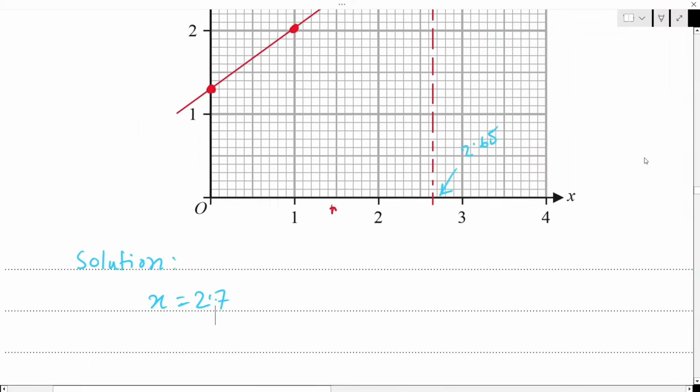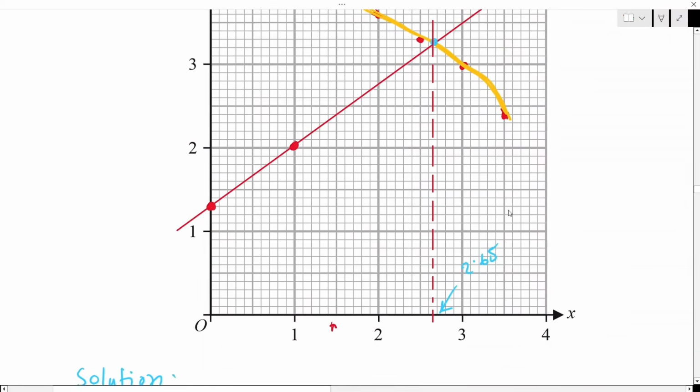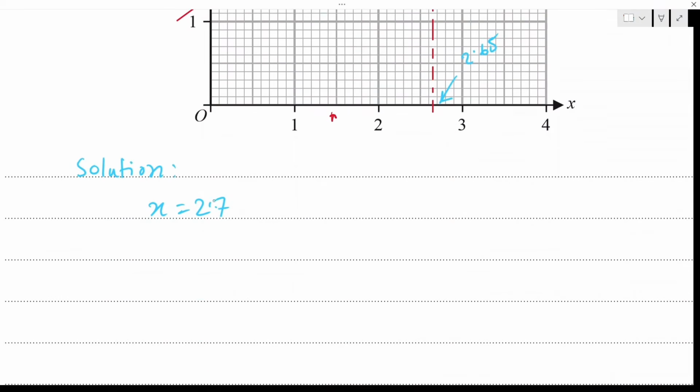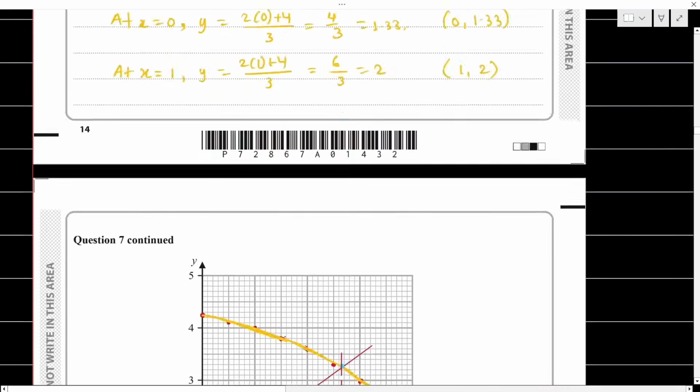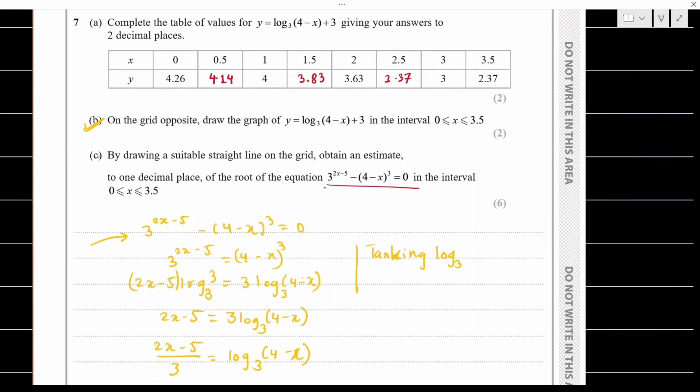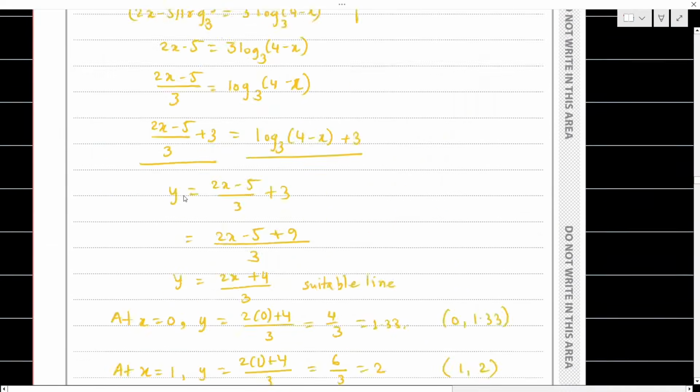The answer will vary depending on the graph you draw. From my graph I can get the value of 2.65. From your graph it may differ. So this is our value, this is our solution. So this concludes our question number 7, and we can now move to our question number 8.